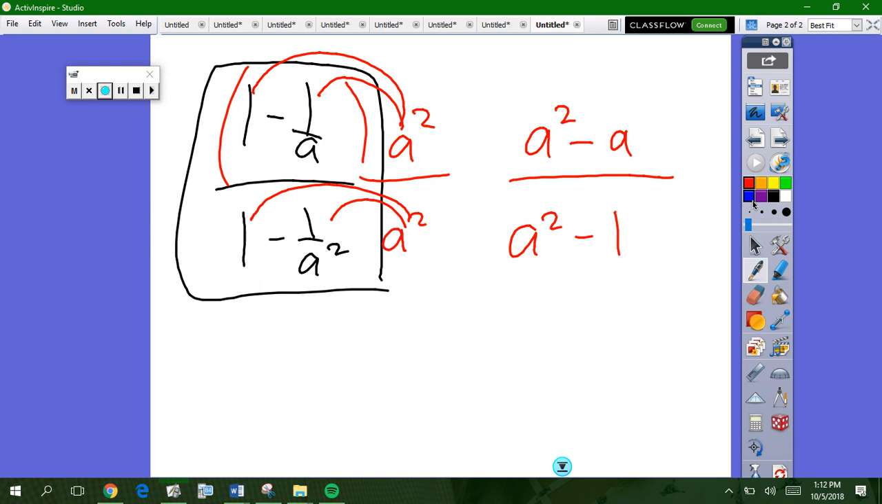Now, what does the top have in common? Not an a squared, right? You can't get rid of these guys. Let me just show you why. Could you guys do this? No, so let's think a is 2.